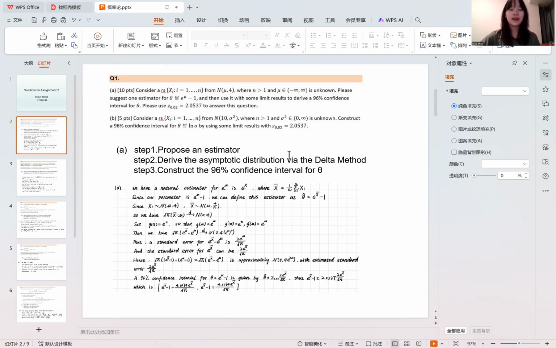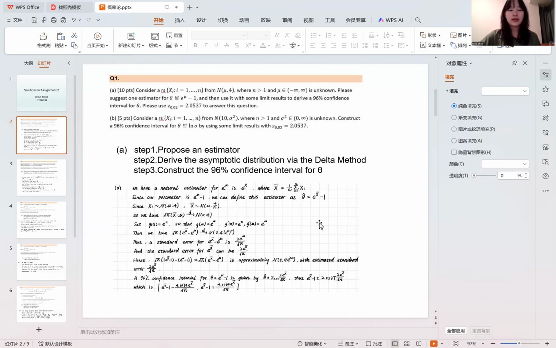Now look at part A. In part A, we have a random sample drawn from the normal distribution, and the unknown parameter here is mu, and our target parameter is theta. A very natural estimator for theta is obtained by replacing mu with the sample mean x bar. That is, we propose the estimator e^(x bar) minus 1.